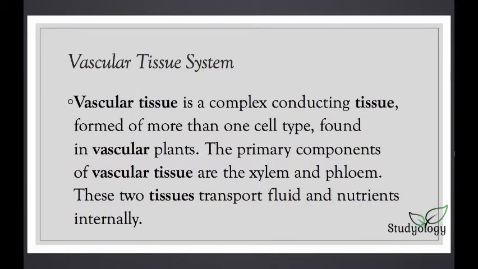Complex tissue is a tissue that has more than one type of cell in the tissue. So, vascular tissues are a complex tissue, and the components of a vascular tissue system are the xylem and the phloem. Xylem helps in transporting water and minerals, and phloem helps in transporting the food and nutrients. These two tissues transport the fluid and the nutrients inside the plant. That is what the word internally means. So this is the vascular tissue system.